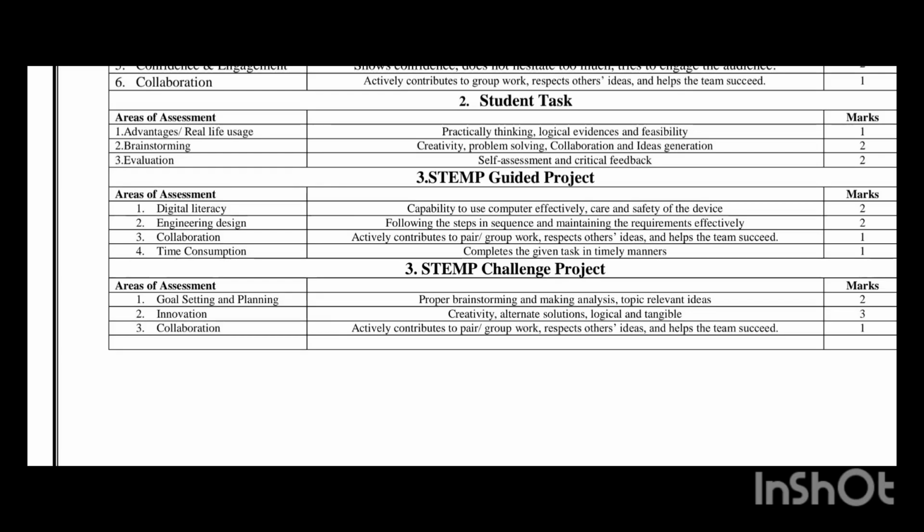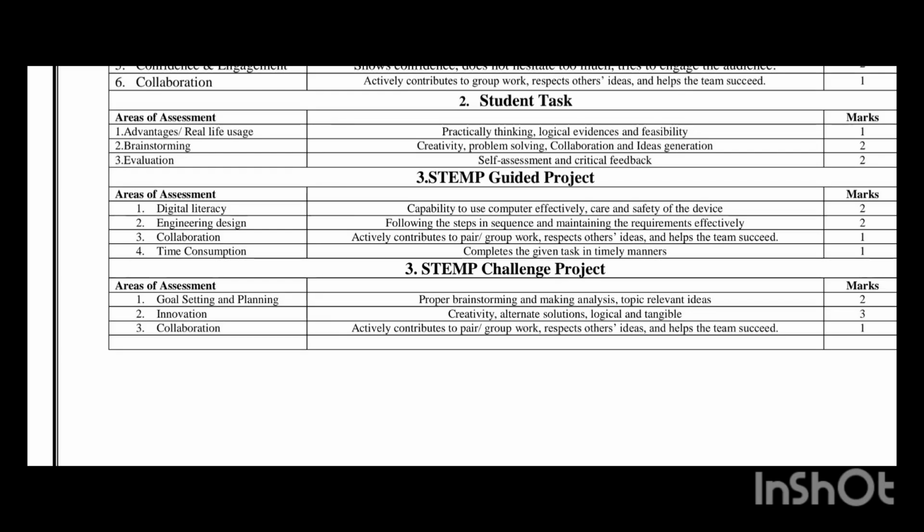So in brainstorming we will be focusing on creativity, problem solving, collaboration, and idea generation. If your student accumulates all these things in the brainstorming area and writes those things in that particular area, then you will be providing 2 marks. And in evaluation, you know the student evaluates himself, right? There's self-assessment and critical feedback.